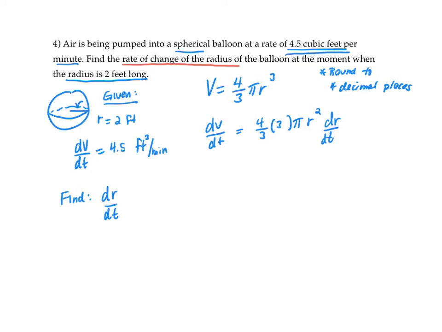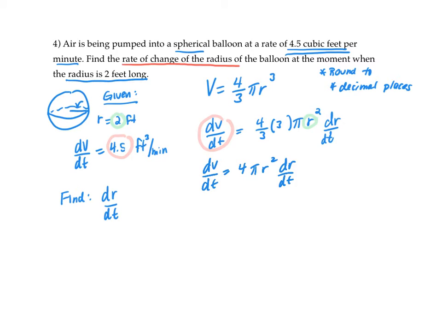Okay, it's a matter of plugging in everything you know. So we know dV/dt right here. We know r in this particular moment in time is 2, and then we're going to be solving for dr/dt. So I'm going to clean this up first before we plug everything in. 4/3 times 3 gives us 4 pi r squared dr/dt. Okay, now plug in what you know.